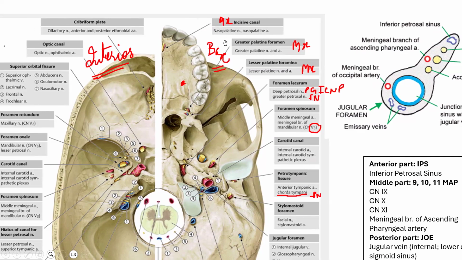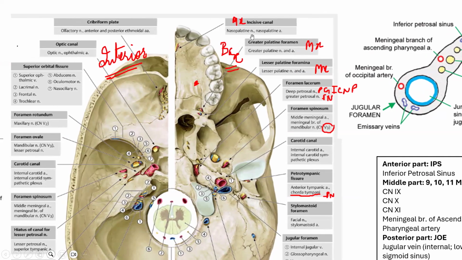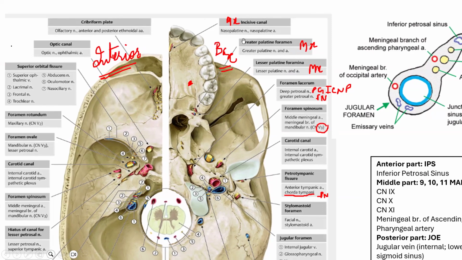Any idea? Maxillary division of the trigeminal nerve. Yes, right. This nerve is part of the maxillary division of the trigeminal nerve. Okay, I have also written here, I believe, right?